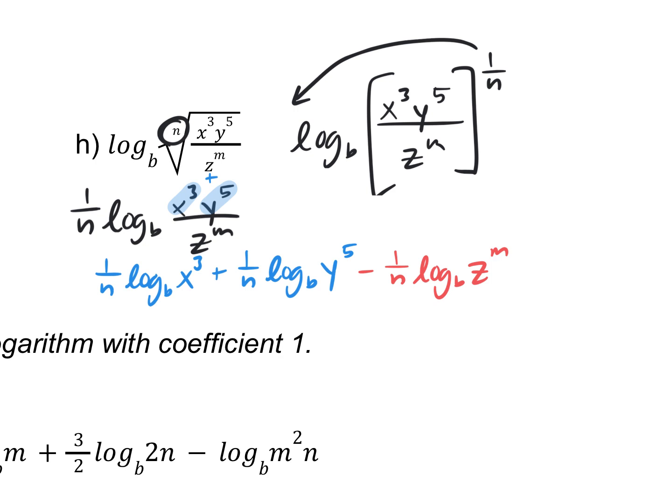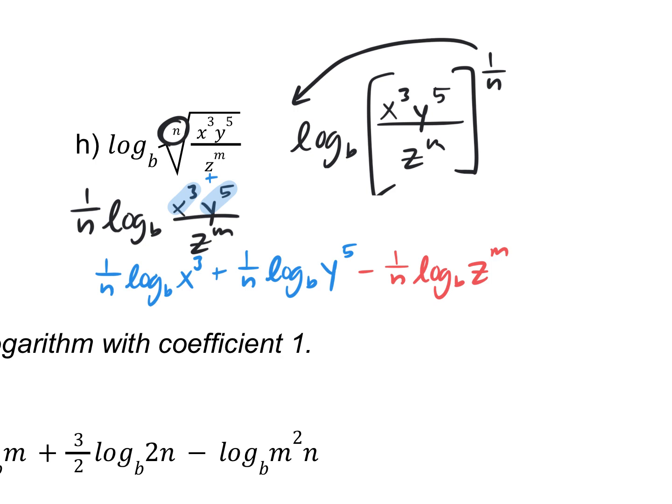Now, do I need to have parentheses around those first two in blue? I don't need to, right? Because if I'm looking at order of operations, I'm adding from left to right and subtracting, right? So you do not need parentheses around that blue part there. You can if you want to.